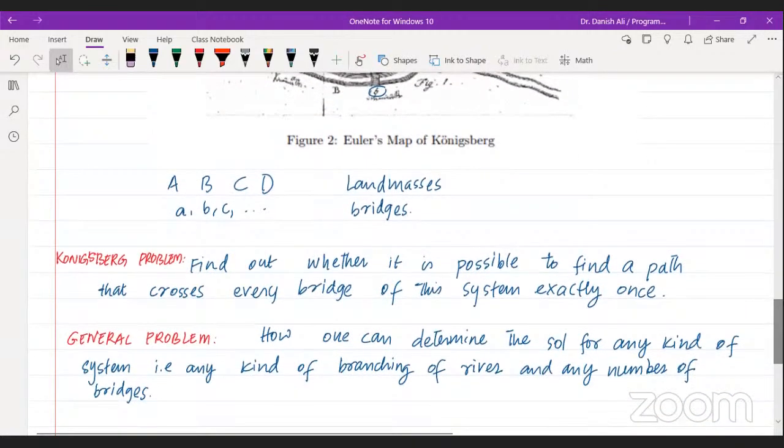Okay, so from here till now, do you understand the general problem and the Königsberg problem? The general problem is the generalization of this particular Königsberg bridge problem. If you have any question or any remark up till now, please. Do you have any question or any remark?